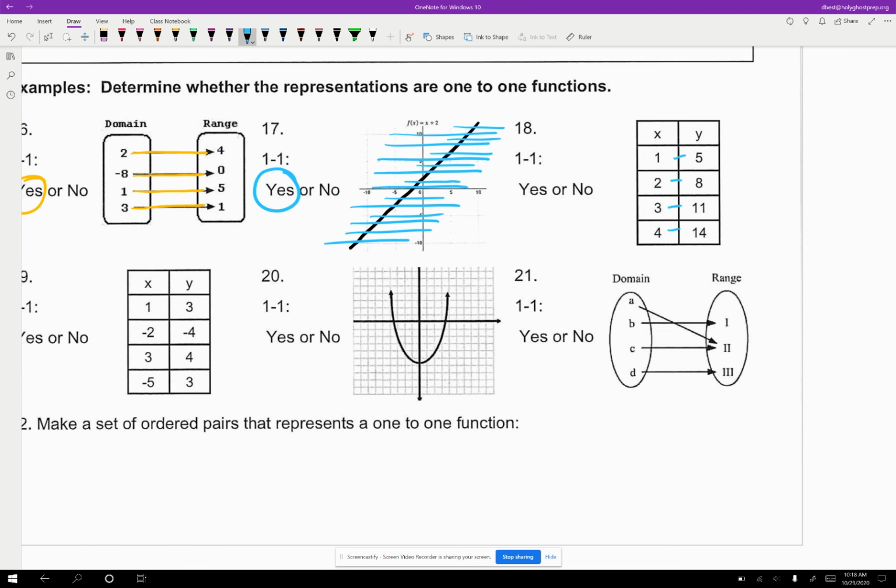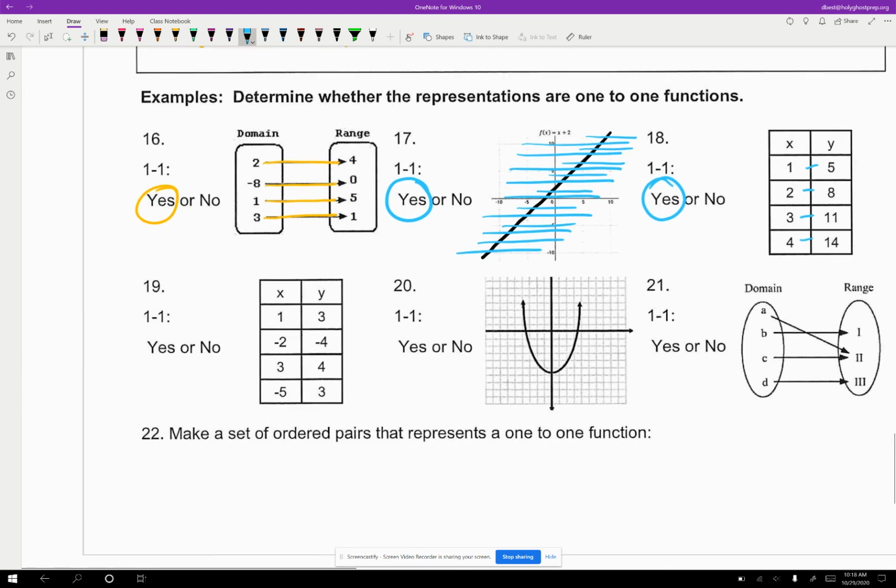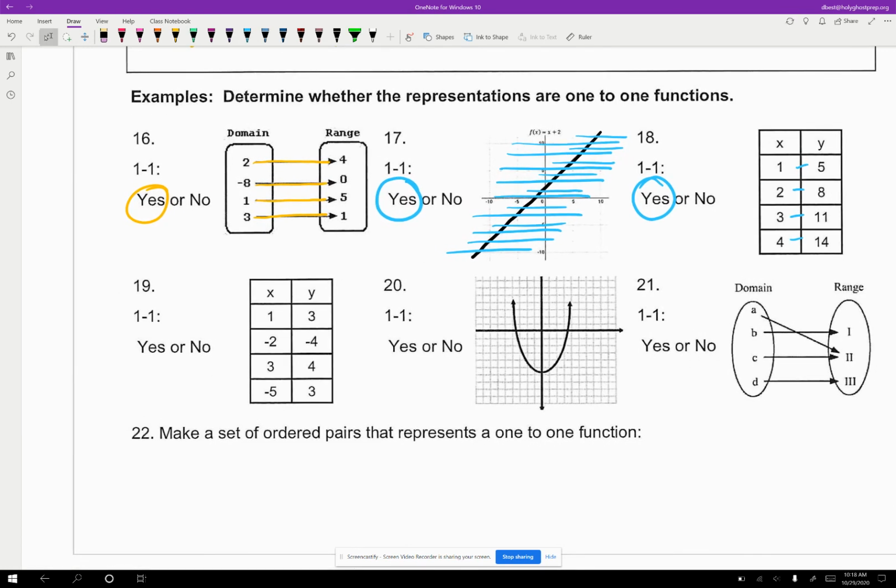Looking at our tables, this one is good. It's another yes for a one-to-one. Number 19, we've got a repeated y value. So this is a function, but it is not a one-to-one function.